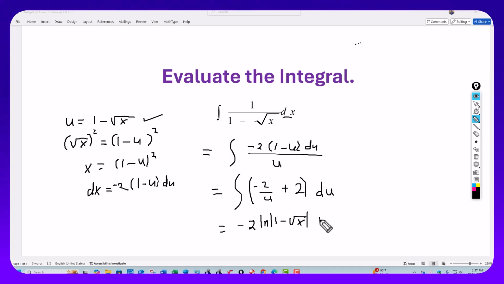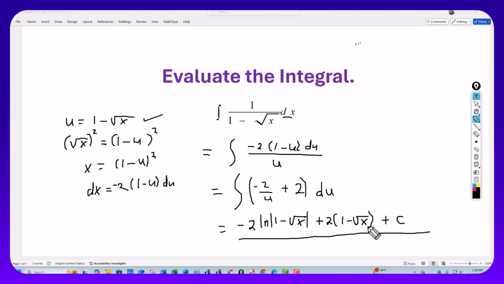And then it's plus. Now we integrate 2 with respect to u. That'll just give me a u. But what is u? 1 minus the square root of x. So I just put a plus 2 here, and then the u is 1 minus the square root of x. And then it's plus the constant of integration. Final answer here again: minus 2 natural log of absolute 1 minus the square root of x, plus 2 multiplied by 1 minus the square root of x.